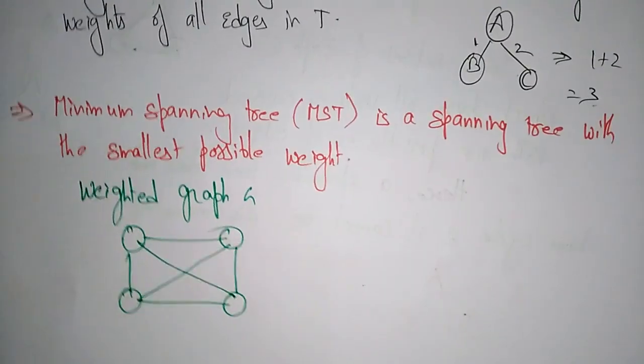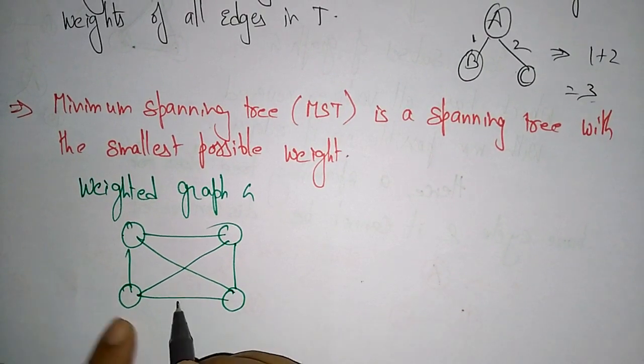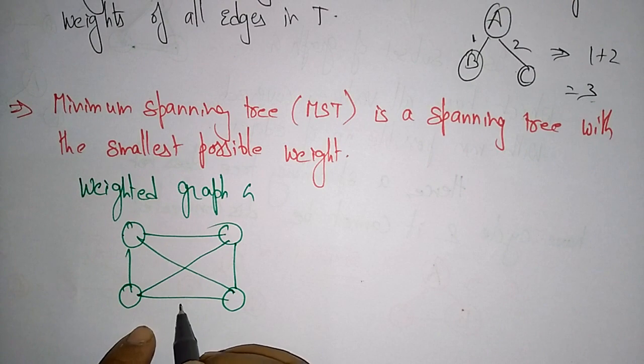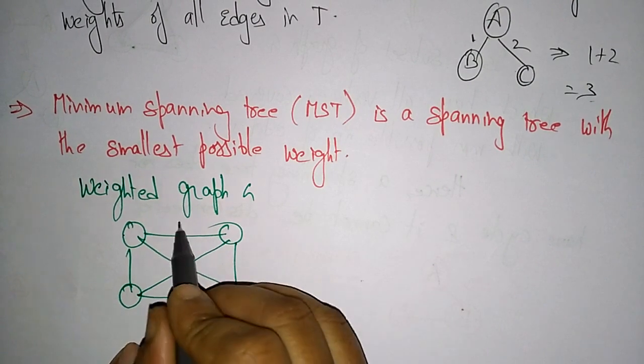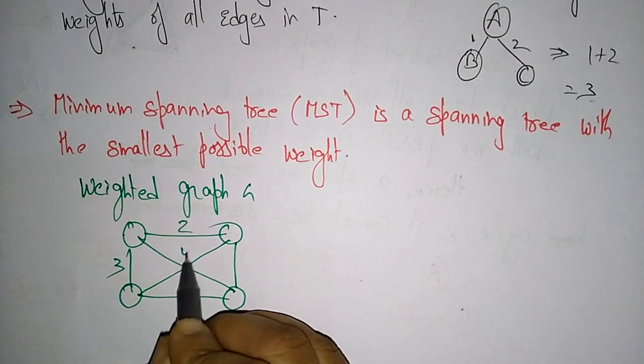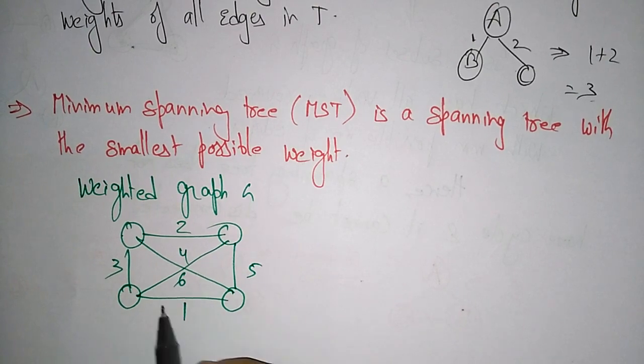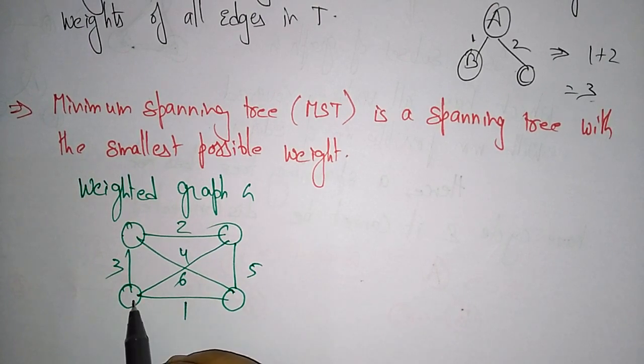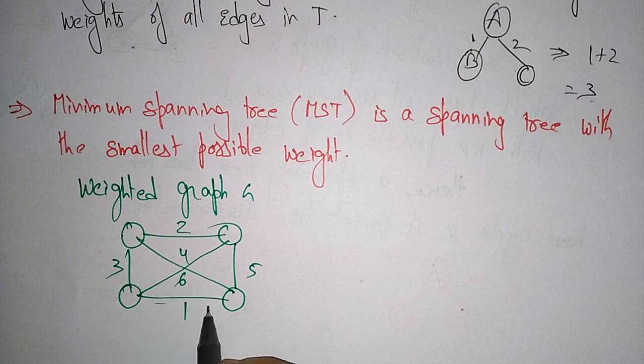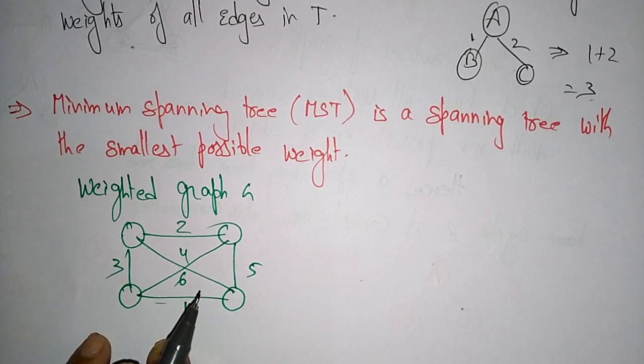So all vertices are connected. So this is a graph, and the weighted graph means you have to include the weight on each edge. 1, 2, 3, 4, 5, 6. So here, this node to this vertex is connected with an edge. The weight on this edge is 1. So this is a weighted graph.